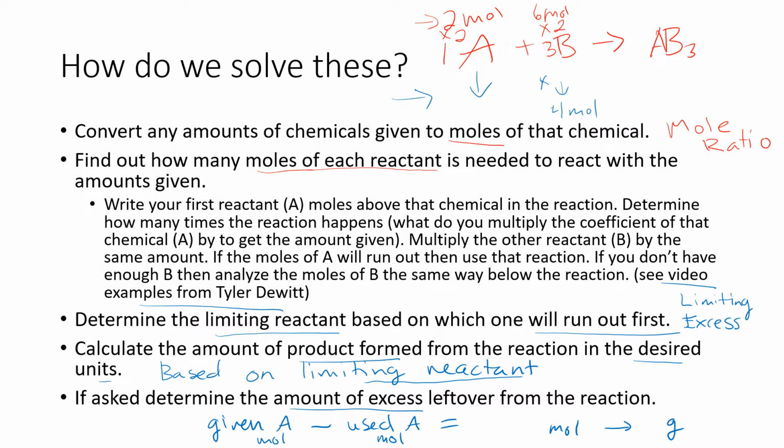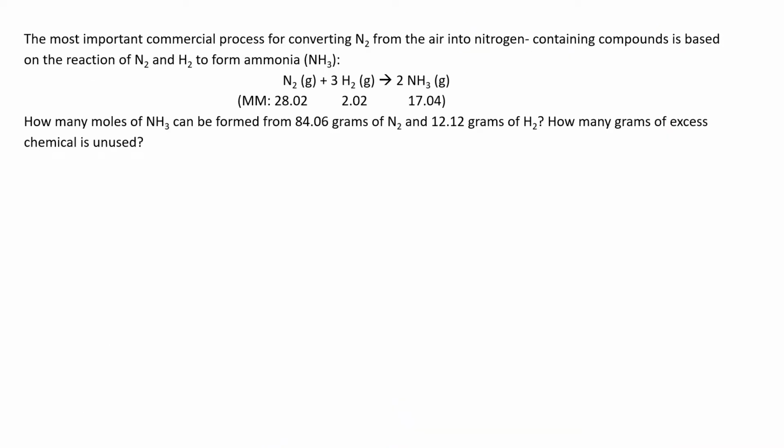So let's see how this works. Here's our question. The most important chemical process for converting nitrogen from the air into nitrogen-containing compounds is based on the reaction of nitrogen and hydrogen forming ammonia. This is called the Haber process, one of the most important reactions we have. So we want to know how many moles of ammonia can be formed from 84.06 grams of nitrogen and 12.12 grams of hydrogen. And how many grams of excess chemical is unused? How much is left over?